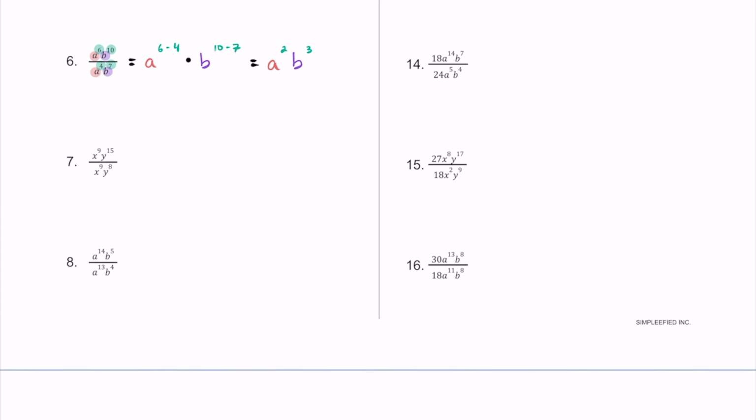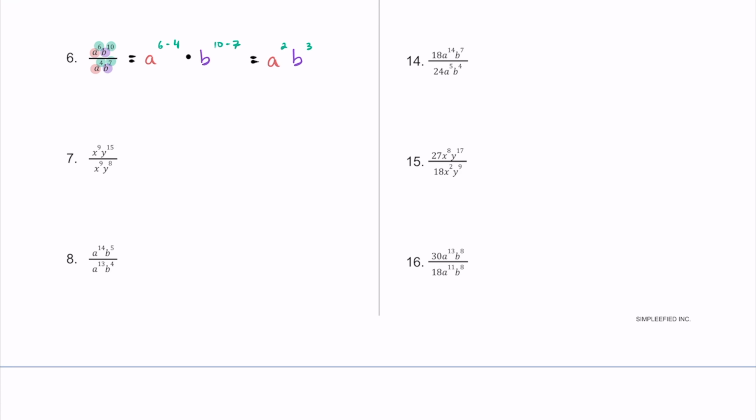Here's number 7. For number 7, we have this common base of x and x in the numerator and denominator, so we can use the quotient rule there. And then we have these common bases of y, so we can use the quotient rule one more time using those bases of y. Taking care of the x's first, notice that we have x to the 9th over x to the 9th, so we can rewrite this as x as that common base raised to the 9 minus 9 power. And then dealing with the y's next, we're going to go ahead and multiply this by y raised to the 15 minus 8 power, using that quotient rule again.